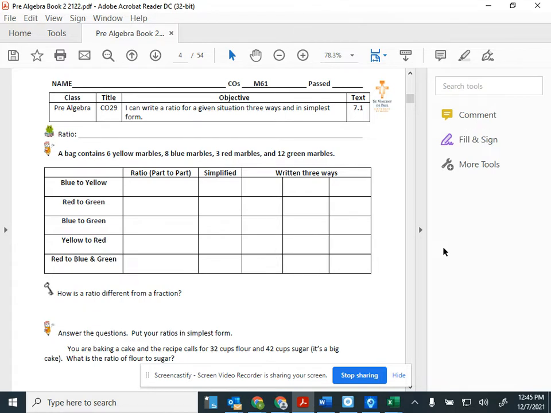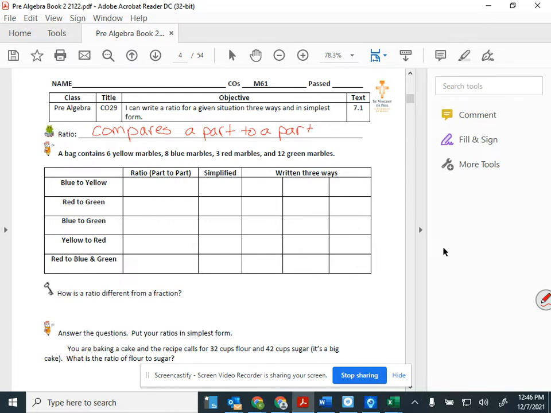So we are starting our new unit. Unit 5 is dealing with ratios. So if we look at that, I can write a ratio for a given situation 3 ways and in simplest form. So the first thing we need to know is, what is a ratio? A ratio compares a part to a part.